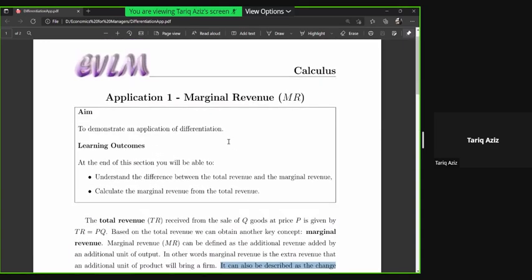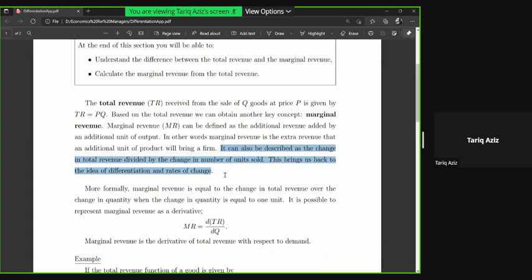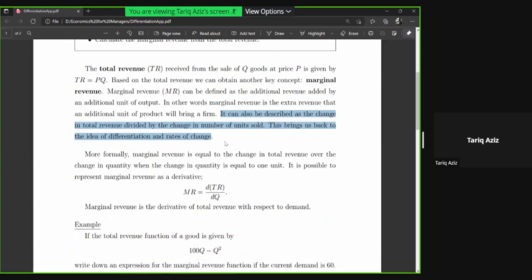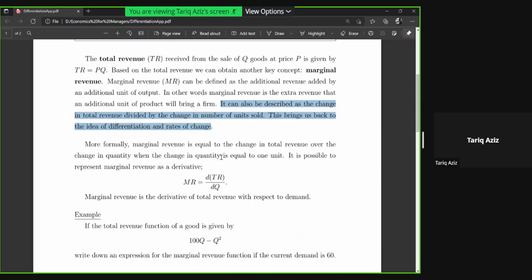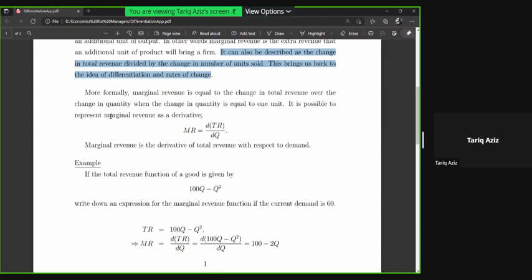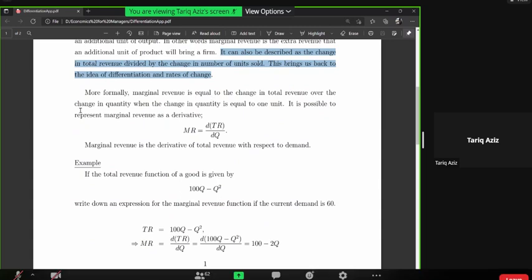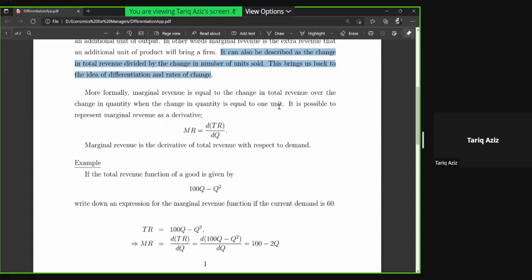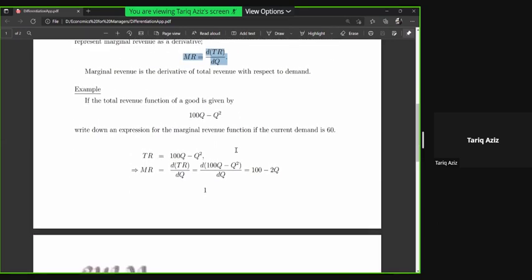In calculus, for those who are aware of differentiation and integration, differentiation can be applied here. More formally, marginal revenue is equal to the change in total revenue over the change in quantity when the change in quantity is equal to 1 unit. It is possible to represent marginal revenue as a derivative. So marginal revenue can be written like this also: marginal revenue is the derivative of total revenue with respect to Q, dTR/dQ. If we differentiate total revenue, it will become marginal revenue. So marginal revenue is the derivative of total revenue with respect to quantity.